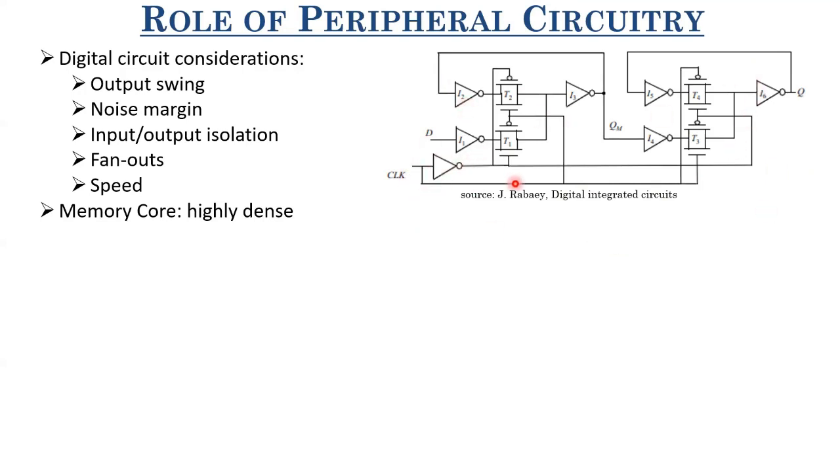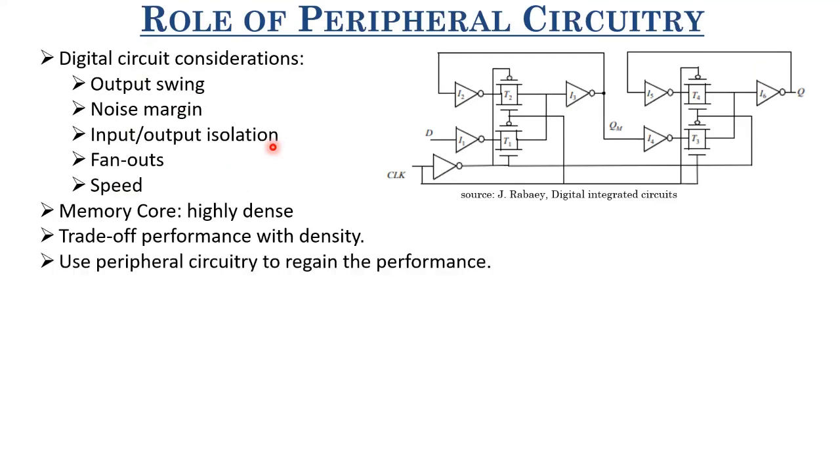So you need to reduce the number of transistors. Okay, if you reduce the number of transistors, what happens is you kind of degrade the performance on these parameters. So there's a trade-off between performance and density. How you can work around this is you can use peripheral circuitry to regain your performance.